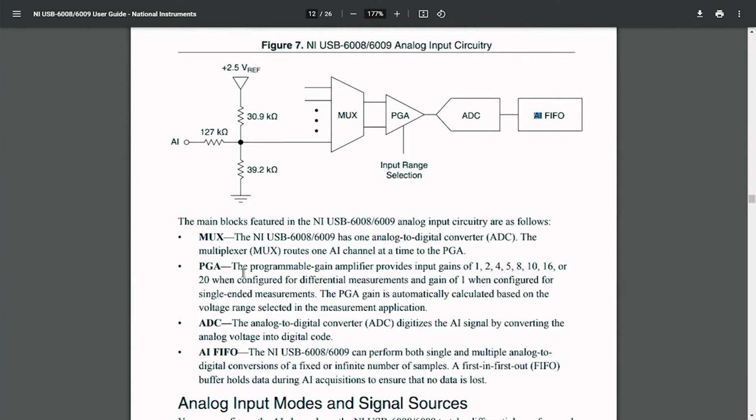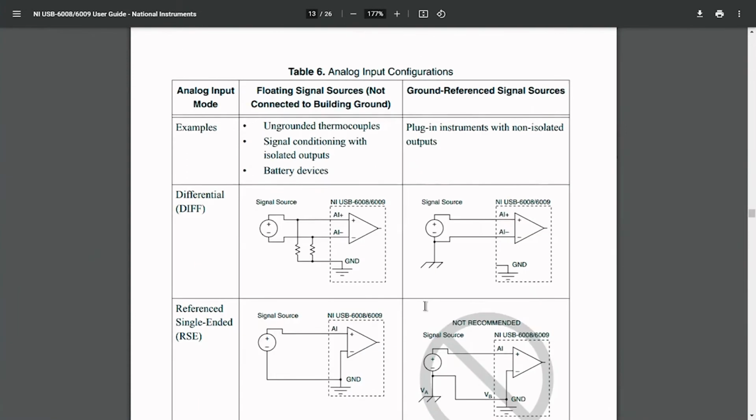Here we can see the programmable gain amplifier provides input gains of 1, 2, 4, 5, 8, 10, 16 or 20. So, we have limited gains that we can use. In case we require a gain of 3, this cannot be utilized, and we have to use an external gain. This applies when configured for differential measurements, and a gain of 1 when configured for single ended measurements. So, it can be used for both differential and single ended. The PGA gain is automatically calculated based on the voltage range selected in the measurement range. Similarly, one thing you should understand is the analog input configuration, otherwise it leads to noise or errors.